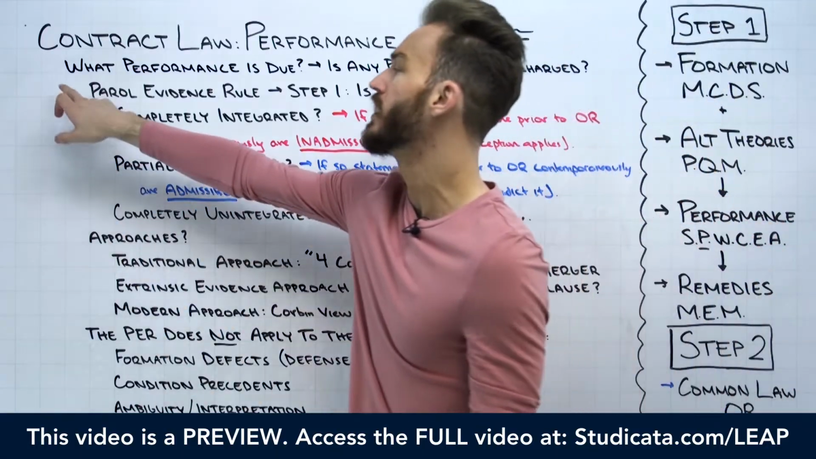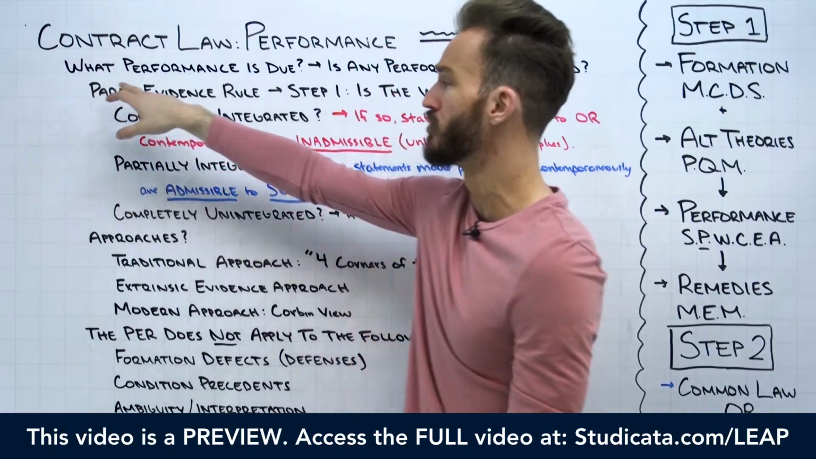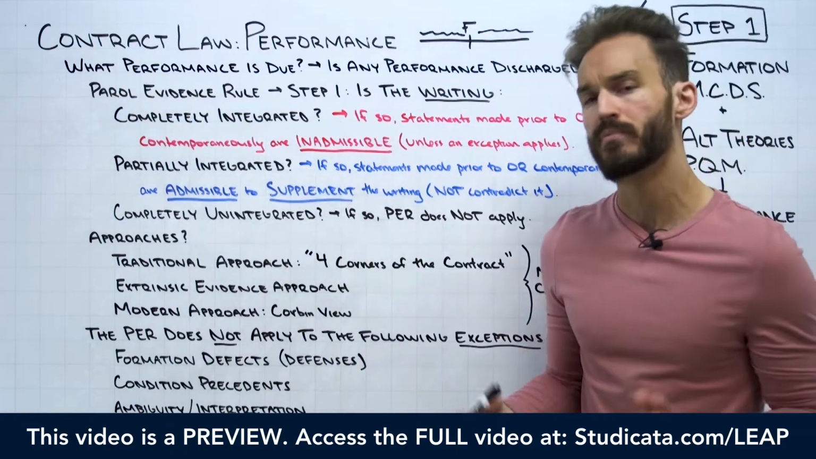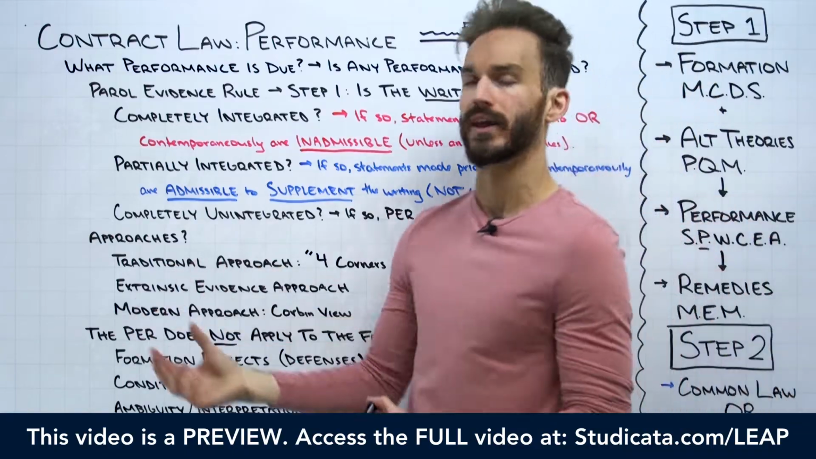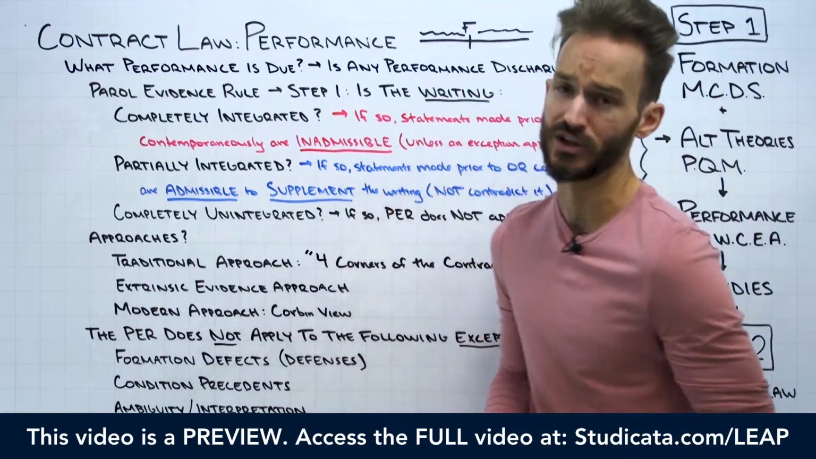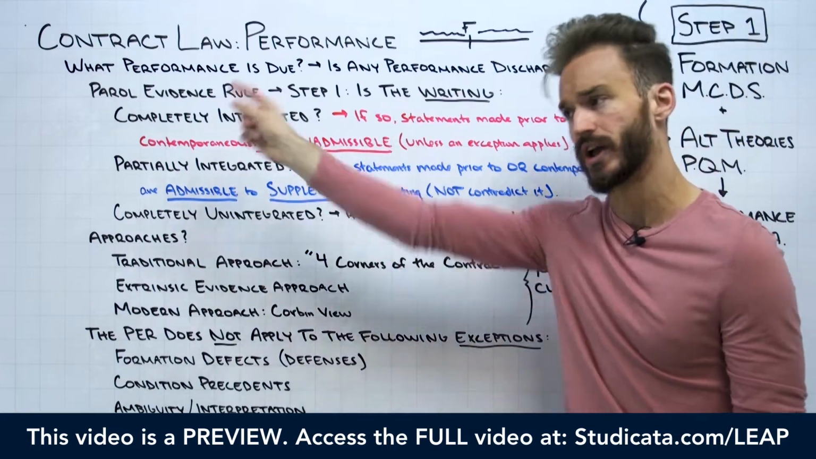And how do we come to a conclusion here applying the parole evidence rule? Well, step number one, we want to make sure that we have a writing. If we don't have a writing, then the parole evidence rule is not at issue. So that should be the first thing that you check off your list.